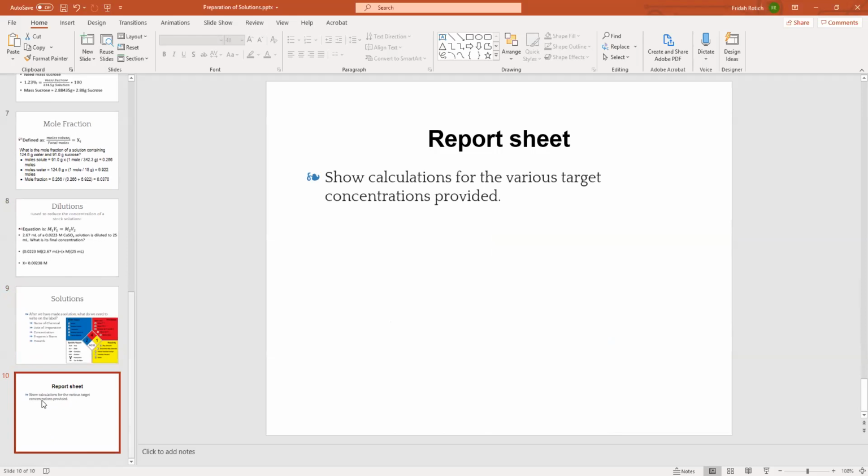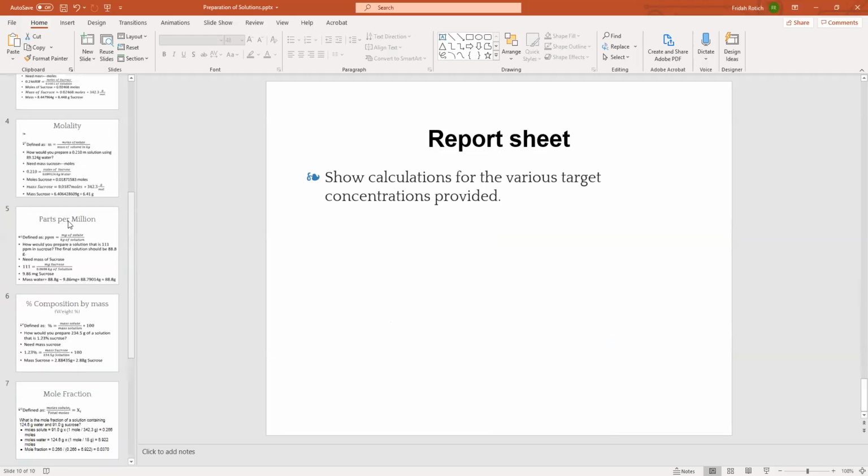So in your report sheets, you will be required to show calculations for the various target concentrations that will be provided to you. This is uploaded on Top Hat. And if you have any questions, please reach out to your instructors for clarifications and help in doing these calculations.